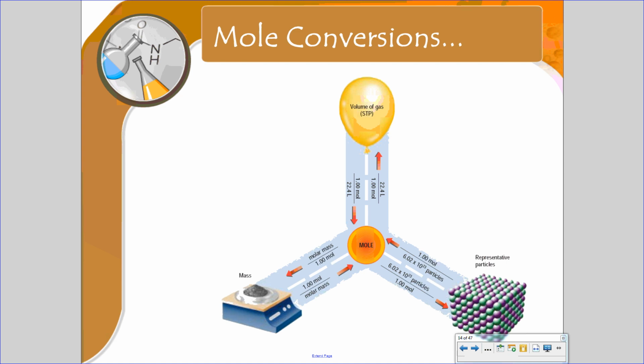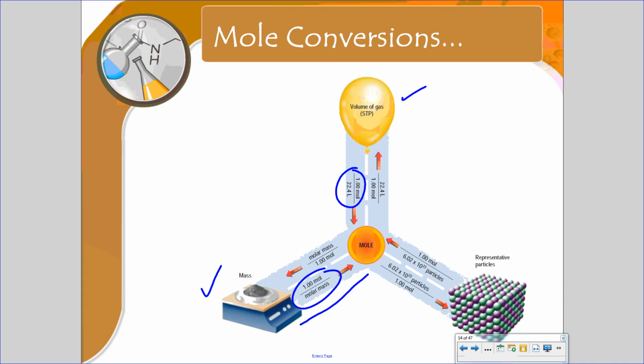So what you see in front of you now is what we refer to as a mole map. This is just a visual of starting with, say, mass, and how to convert to moles: 1 mole is equal to the molar mass. You can get to moles. If you were in volume, how would you get to moles? You would do 1 mole equals 22.4 liters.